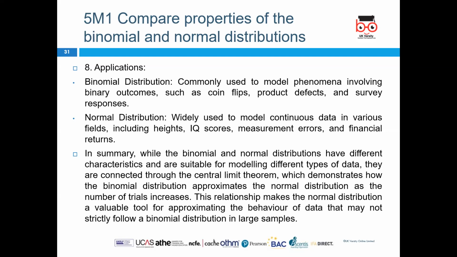So in summary, while the binomial and normal distributions have different characteristics, they are connected through the central limit theorem. A large sample size converts the binomial distribution into a normal distribution. It basically shows how the binomial distribution approximates the normal distribution as the number of trials increases. So this relationship makes the normal distribution a valuable tool for approximating the behavior of data that may not strictly follow a binomial distribution in large samples.